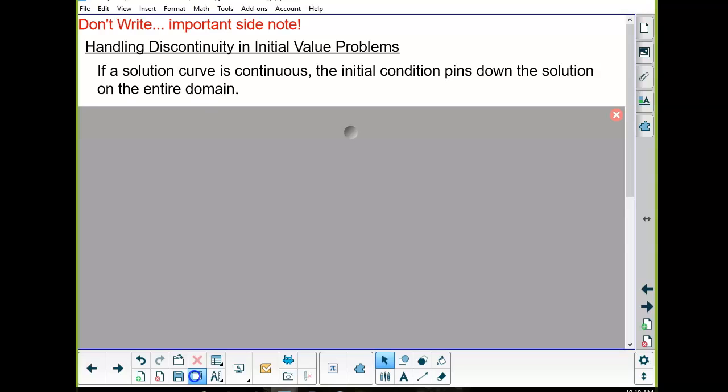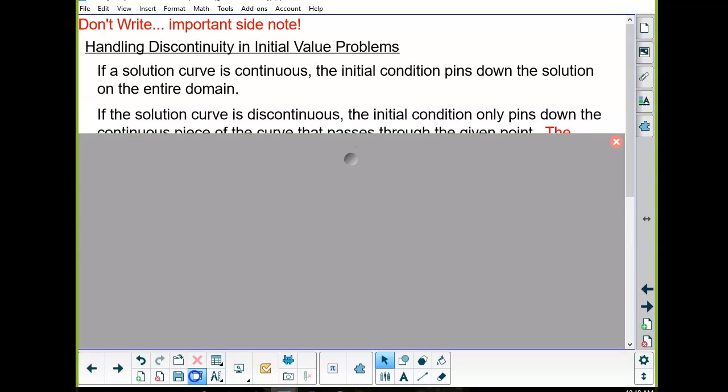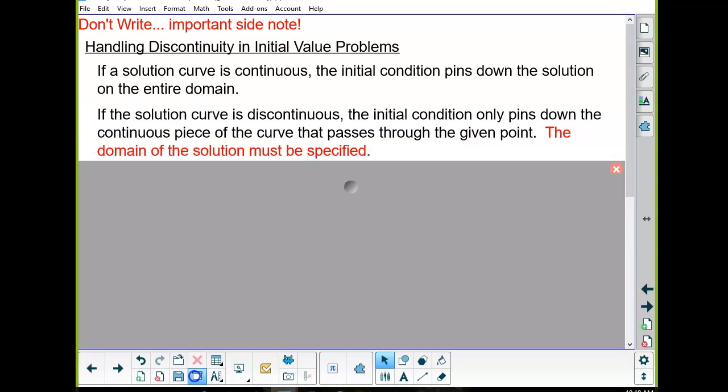But what if it's not? What if it's discontinuous? What if there's a break and there are three parts to a graph, and I find a particular solution? Well, if the solution curve is discontinuous, the initial condition only pins down the continuous piece that passes through the given point, which means the domain must be specified.